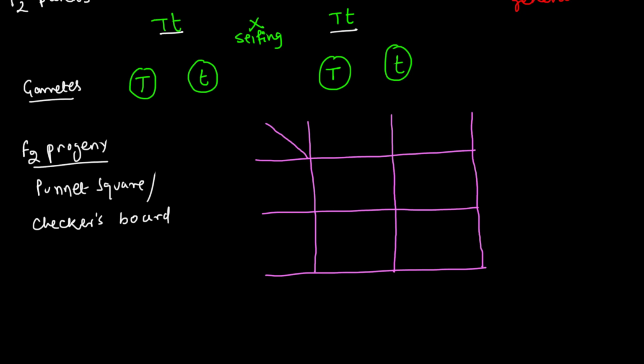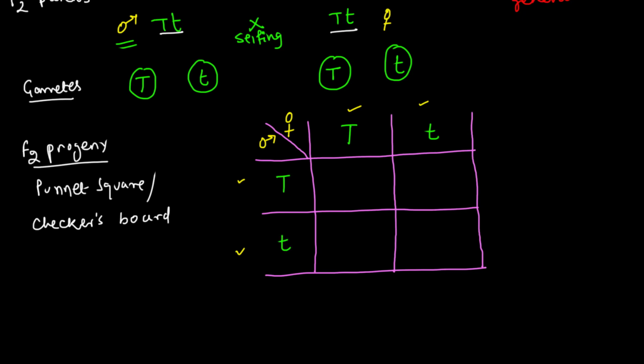Now in the Punnett square, we're going to represent the gametes in these four outer boxes. Let's say if this was the male parent and this was the female parent, so let's say we are going to have the female gametes here and the male gametes here. Accordingly, the gametes that we got for the female are going to be capital T and small t, and for the male again capital T and small t.